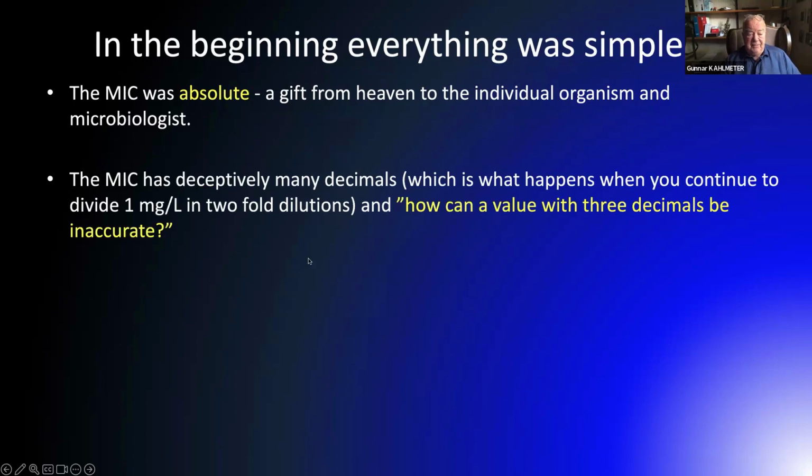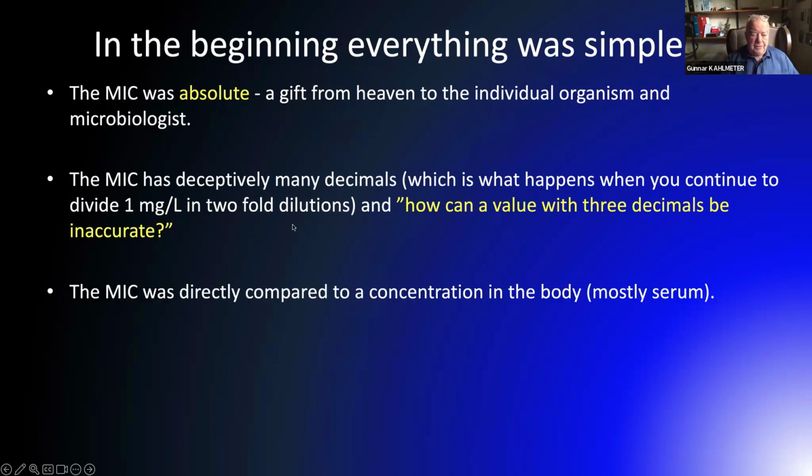It's easy to believe that MICs are absolute because they have so many decimals. But remember, this is what happens if you divide 1 milligram per liter in twofold dilutions. You will eventually have very many decimals, but it doesn't mean that these values are absolute or accurate.